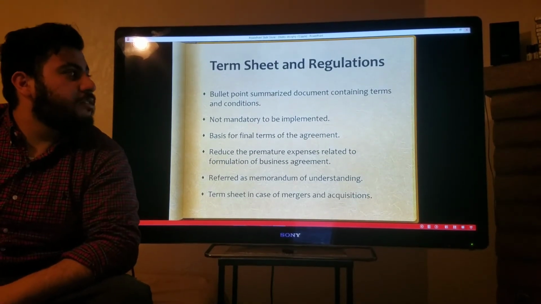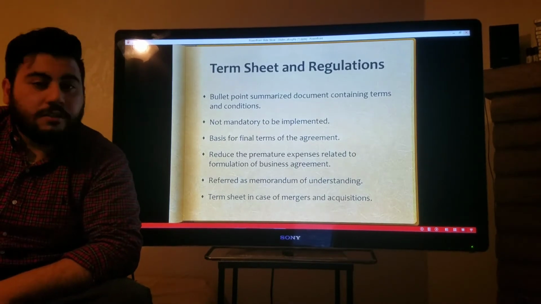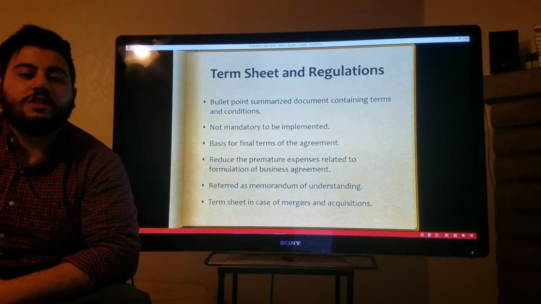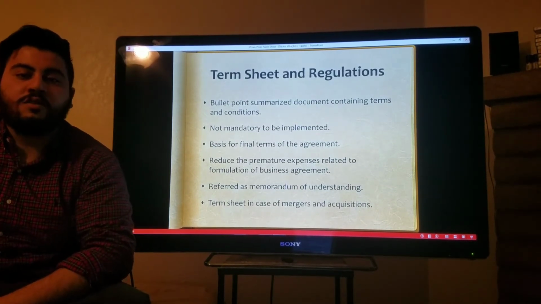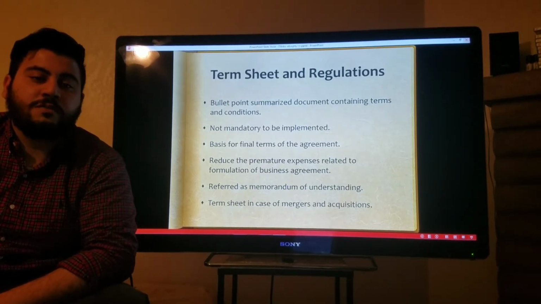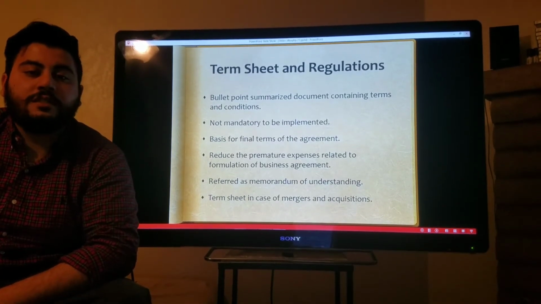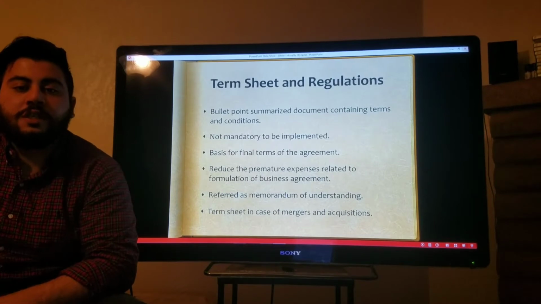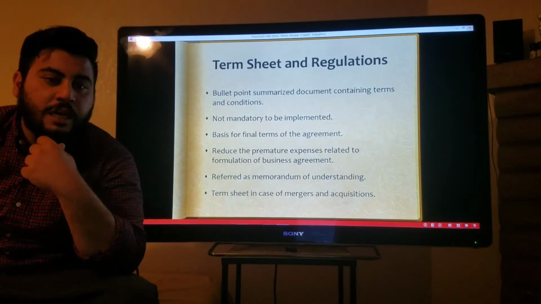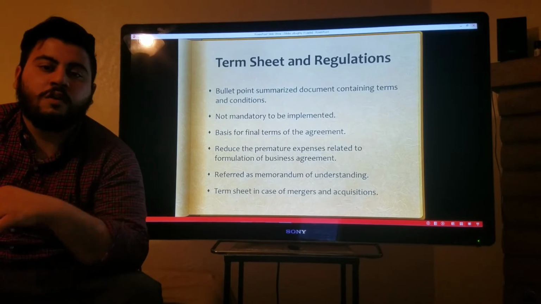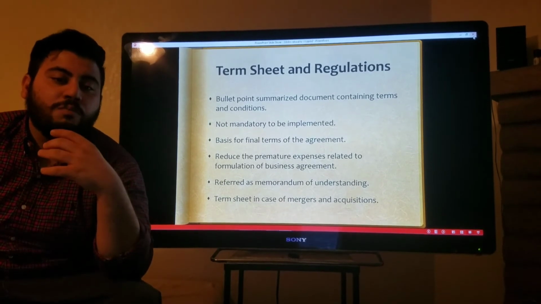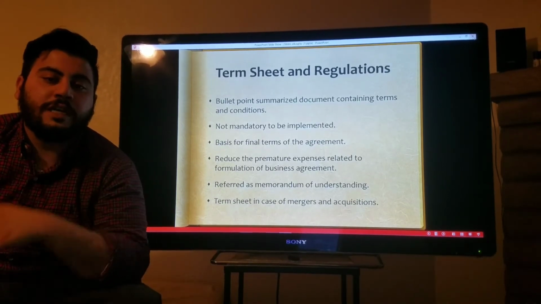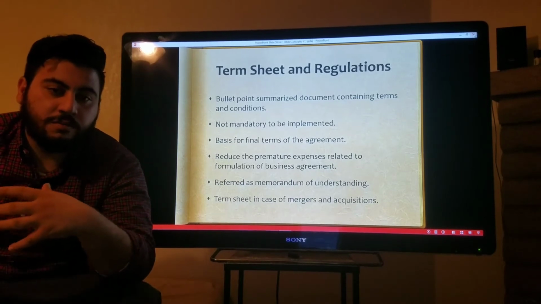Term sheets and regulation. A term sheet is a summarized bullet point document which contains the basic terms and conditions related to any specific business agreement or contract. It is not mandatory that the terms and conditions mentioned in the term sheet should be implemented by the parties involved in the agreement. A term sheet provides terms and conditions which are used to formulate the final terms of the agreement.